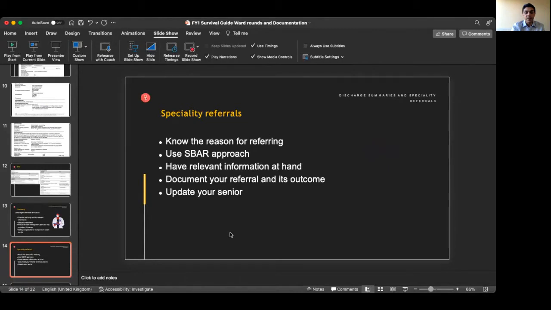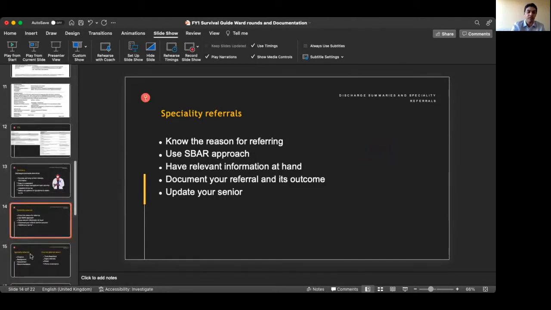After referring, it's important to document your referral and the outcome of your referral, whether it has been accepted, declined, or any advice they've given you, and to update your seniors about the outcome so they can change their management plan accordingly, or re-refer the patient themselves if it's been declined.